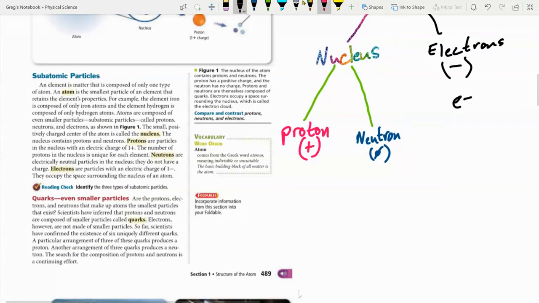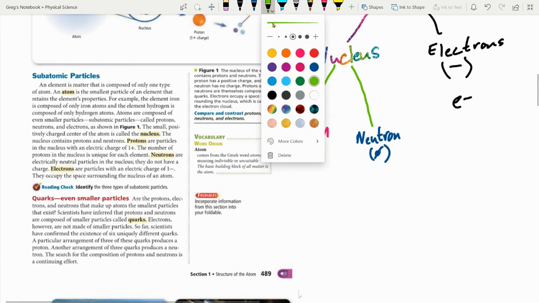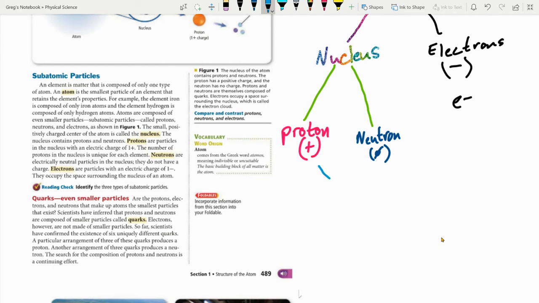Now, protons and neutrons are not the smallest. We always thought the smallest were electrons, protons, and neutrons, but we found out that there are smaller particles. And we found these out because of the particle accelerator. Protons and neutrons are each made up of something called quarks.